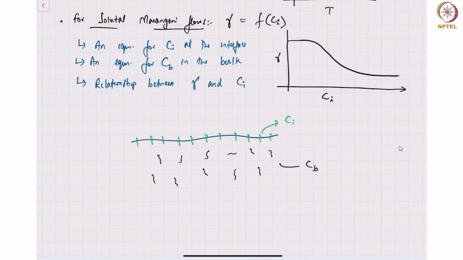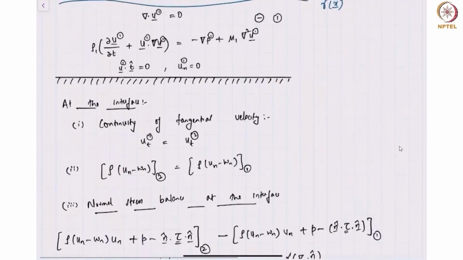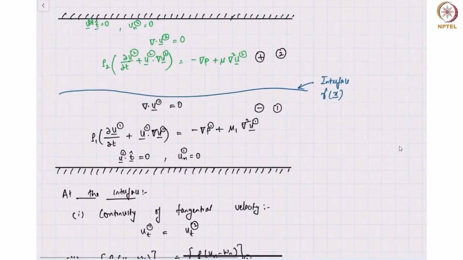And again, for various surfactants and combinations of surfactants and fluids, these relationships are well documented in the literature. Gamma is a function of concentration. Further, one can actually determine this using various instruments. Okay, so that more or less concludes the main part of the discussion here, which is what are the equations and the boundary conditions or jump conditions at the interface.